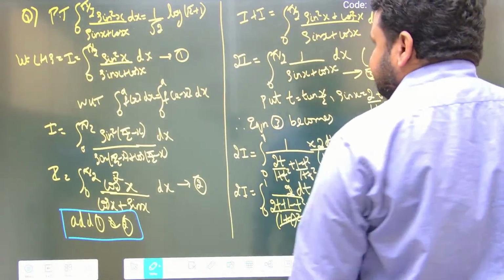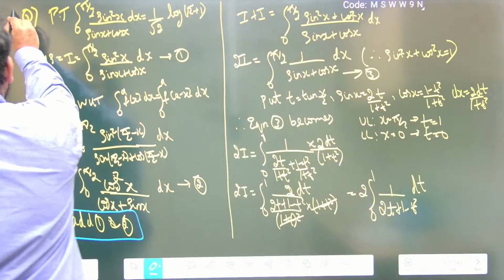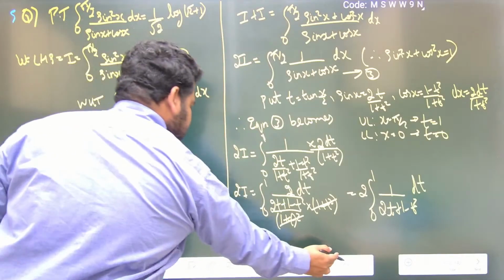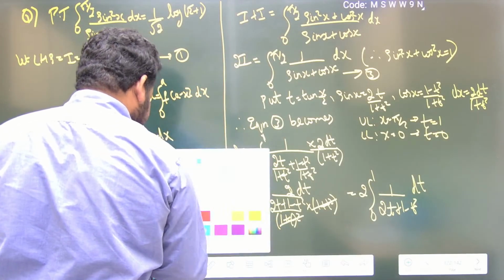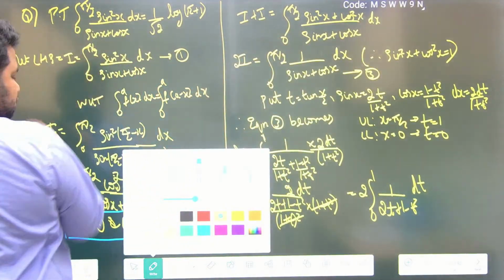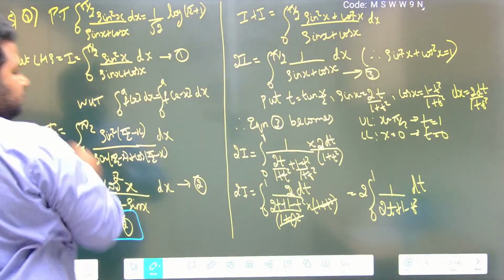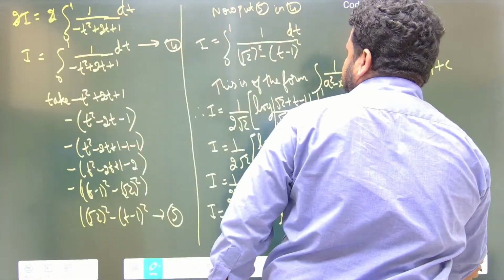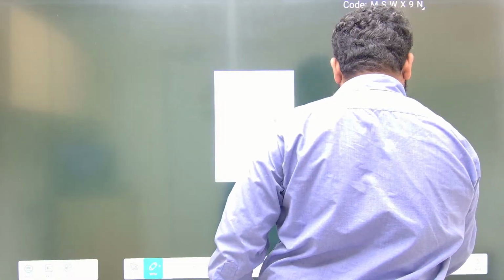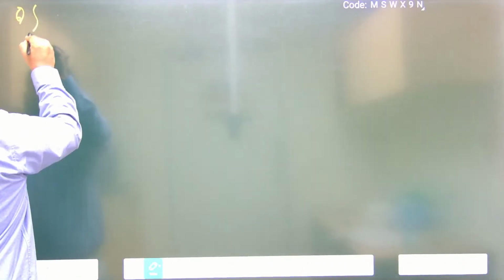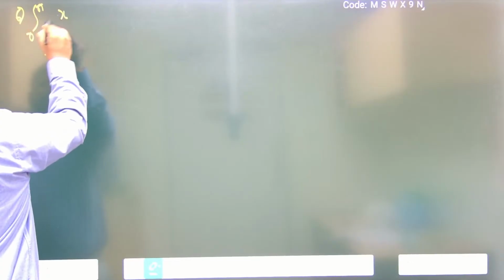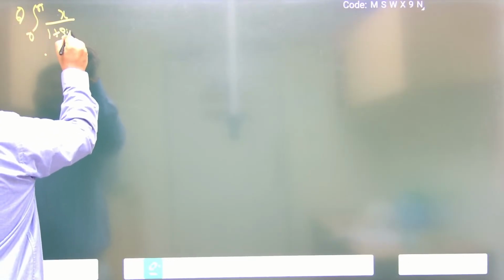Okay, this was question number 5. Let us move to the next question. That is 0 to pi x by 1 plus sin x dx. Question number 6. This is the question friends.